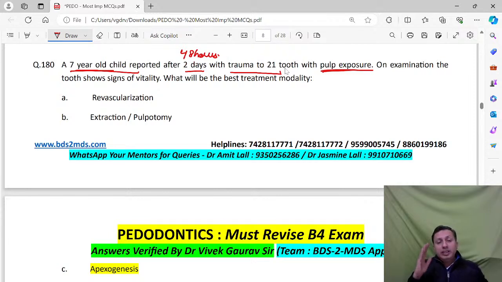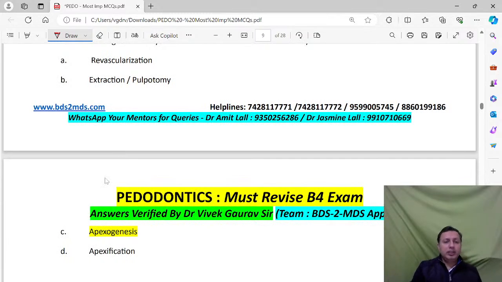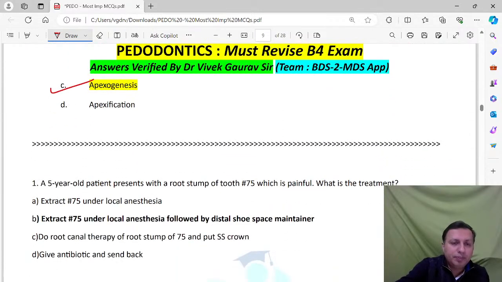The root formation of the central incisor is incomplete because it forms by the age of 10. So, I'll prefer to go with a Cvek pulpotomy. The best option given in this answer is apexogenesis, because I know that the Cvek pulpotomy will lead to apexogenesis, where we do a partial removal of the coronal pulp without disturbing the Hertwig epithelial root sheath cells, which are responsible for the closure of the apex.